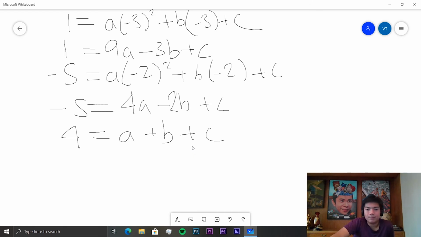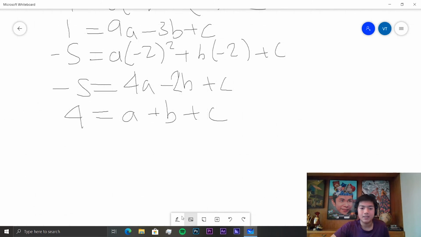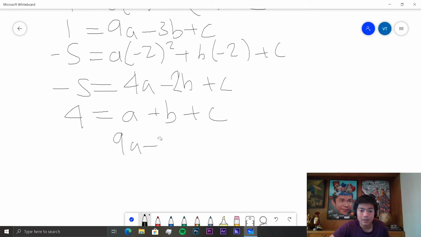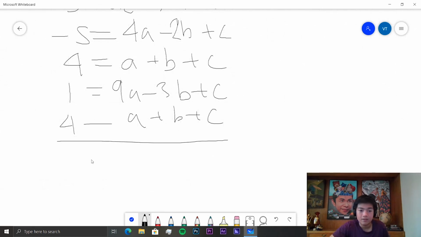So I think the simplest step would be eliminating c from the equations. If we subtract this third one from the first and second, we'll get that: 9a minus 3b plus c minus a plus b plus c. Well, I mean, this is really 1 and 4. So we would get -3 is equal to 8a minus 4b.